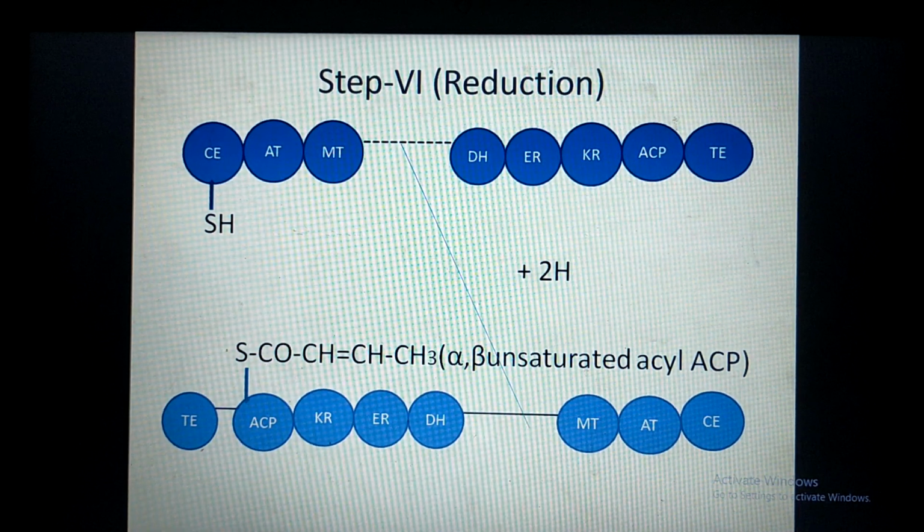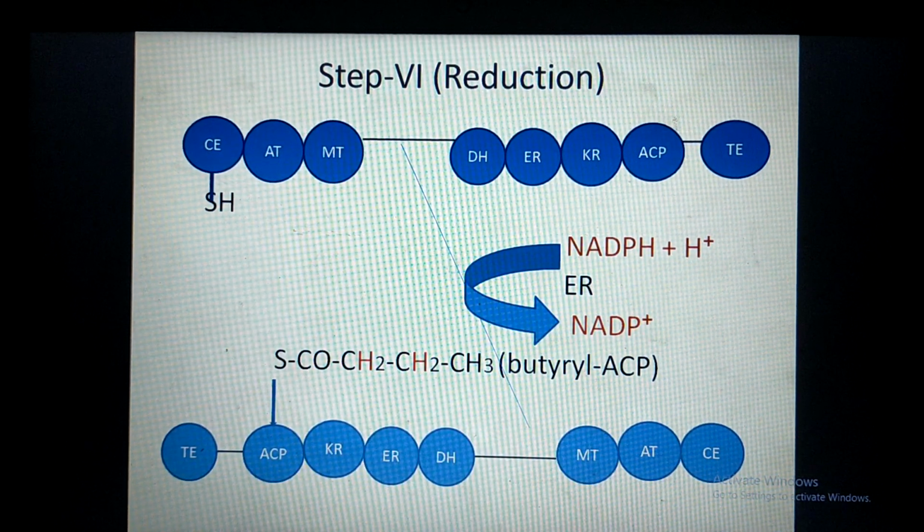The next step, sixth step, is reduction. Now in this reduction, again 2 hydrogen atoms are added, but this time one in each alpha and beta carbon atom. Therefore, the unsaturated bond present between alpha and beta carbon gets saturated to form acyl ACP or butyryl ACP. As it is a 4 carbon compound, it is called butyryl ACP.